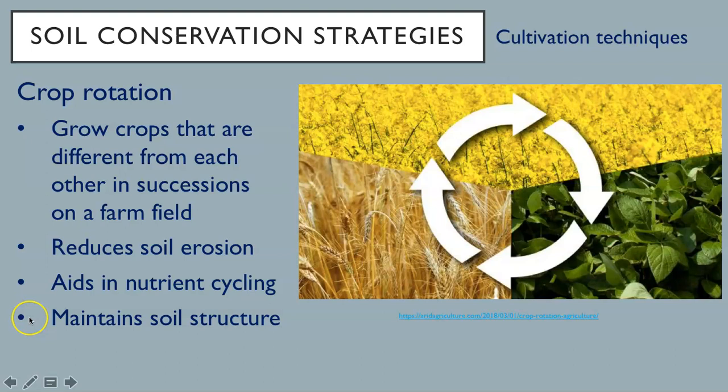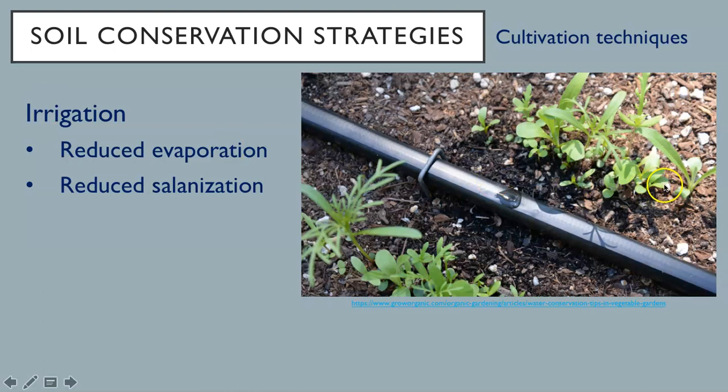Other conservation strategies include better irrigation, like this drip system. This reduces evaporation and salinization.